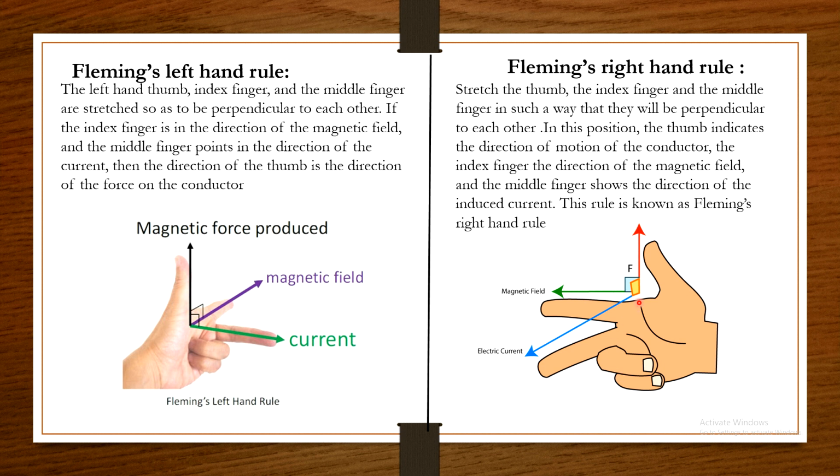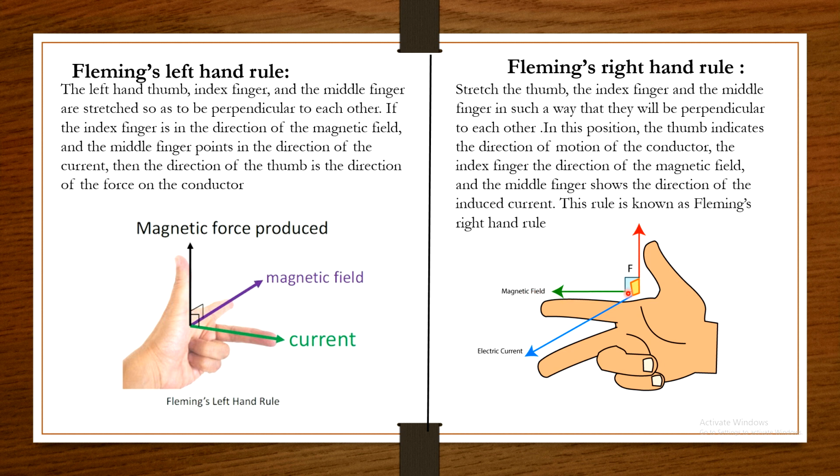What is happening in the generator? Here first force is applied. With this force, turbines are rotated. If we are making current with the help of wind or water, the turbines are first rotated with force. So the thumb represents the direction of motion of the conductor. First force is applied to rotate the turbine, then the magnetic field is produced. The forefinger shows the direction of the magnetic field.